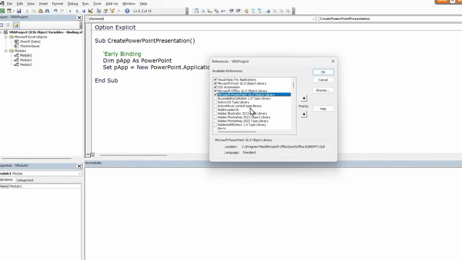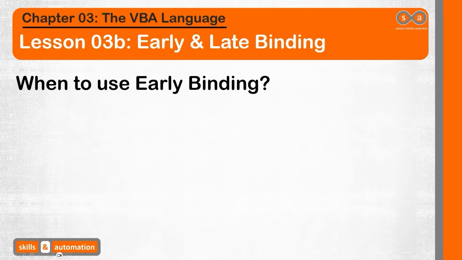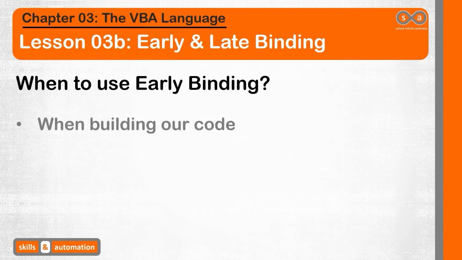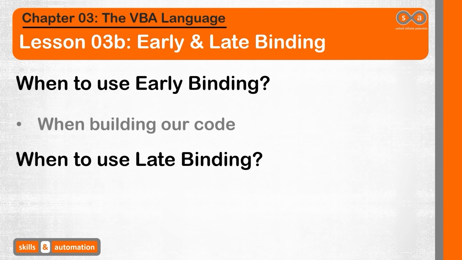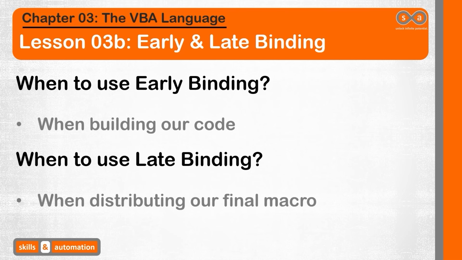The create object method via late binding doesn't rely on any type library references. Hence, it will allow our macro to work on the end user's computer as long as the application that we are referencing is installed on their machine as well. There are some more nuances to consider when dealing with non-Microsoft Office applications, but we'll keep this conversation on the high level. So, our recommendation would be to use early binding when building a macro, mainly due to the benefit of the IntelliSense feature, and we could use late binding when distributing a macro, mainly to avoid any compatibility issue.